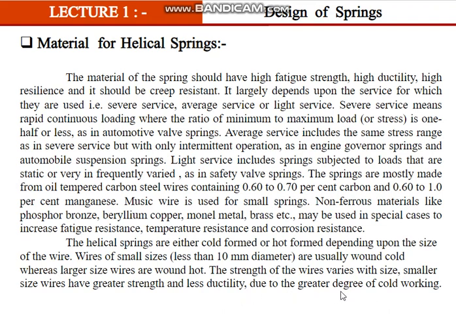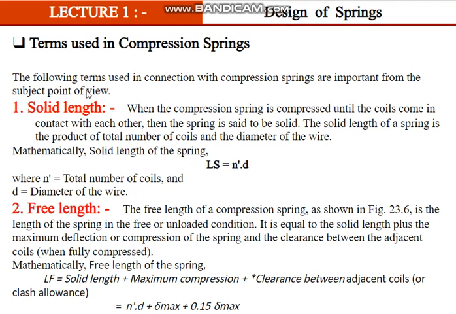You see, the smaller wires have greater strength and less ductility because there is cold working involved. Now let us see the terms used in the helical compression spring. One is called solid length.